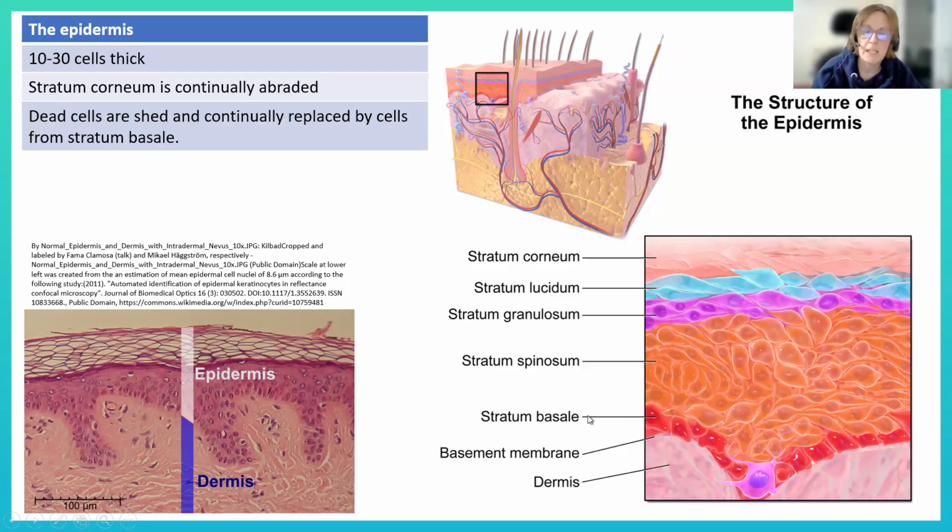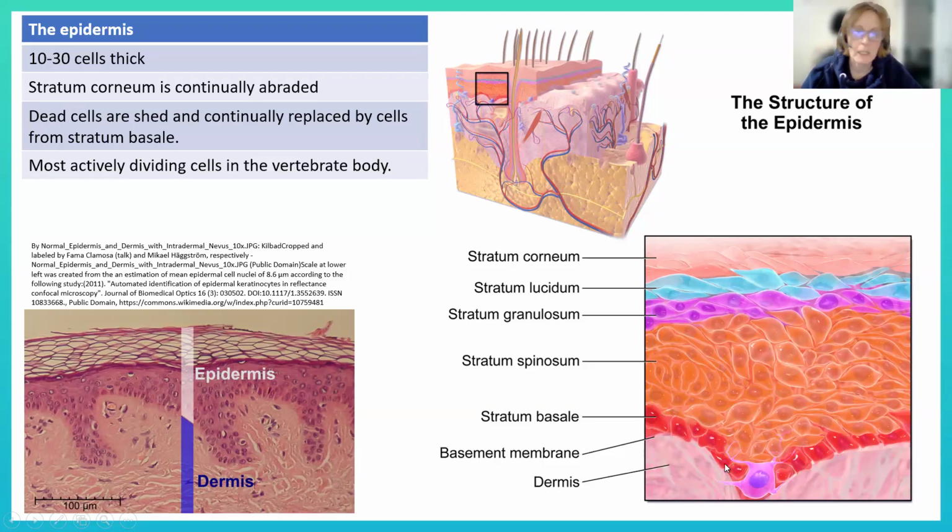It's the base layer, if you like, the stratum basal layer. These are continually dividing and replacing these top layers that get shed as we go about our daily life. So these cells here, this bottom layer of the epidermis, remember it's this square up here that's zoomed in. This bottom layer of the epidermis is continually dividing, and they're the most actively dividing cells in our whole body.